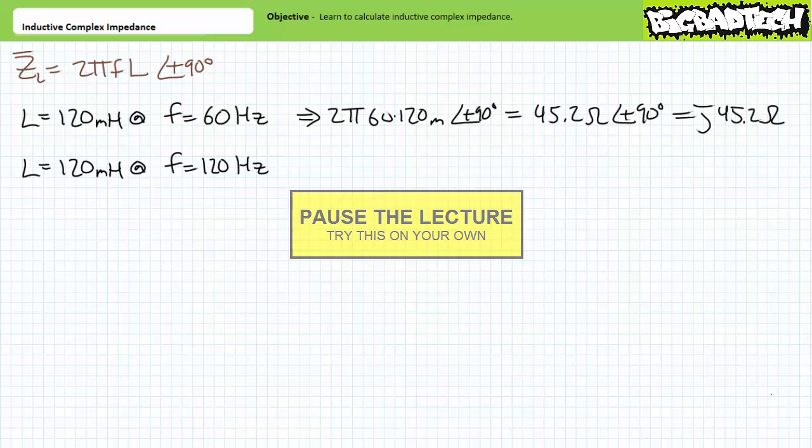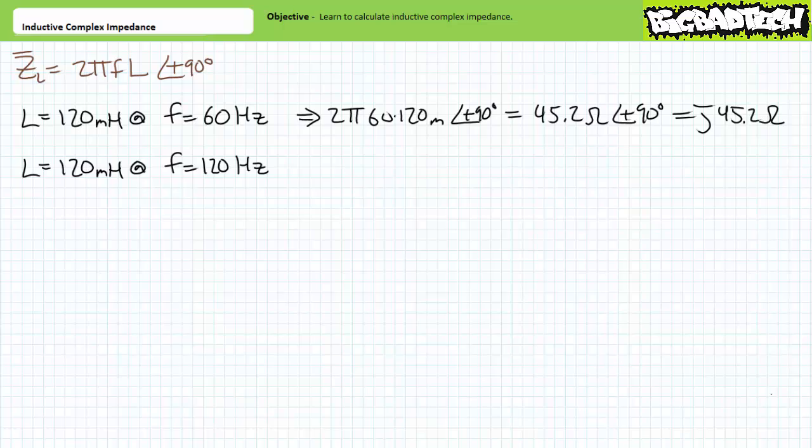If you have the level of mathematical competency I expect you to possess, you should realize that the magnitude of the complex impedance of the inductor should increase since the complex impedance of purely inductive elements is proportional to 2 pi FL. Given frequency is doubled, the magnitude of inductive impedance will be twice its original value. Angle, however, will remain fixed at positive 90 degrees.